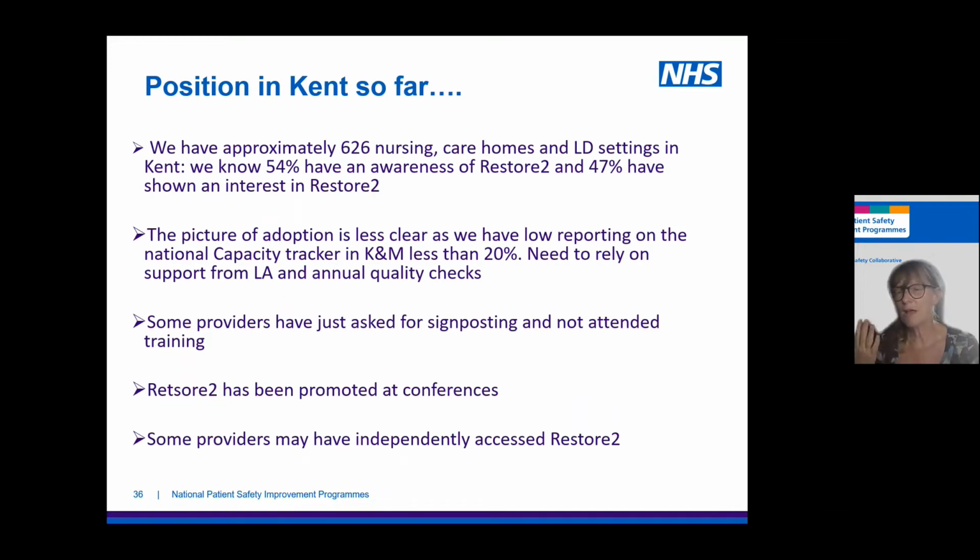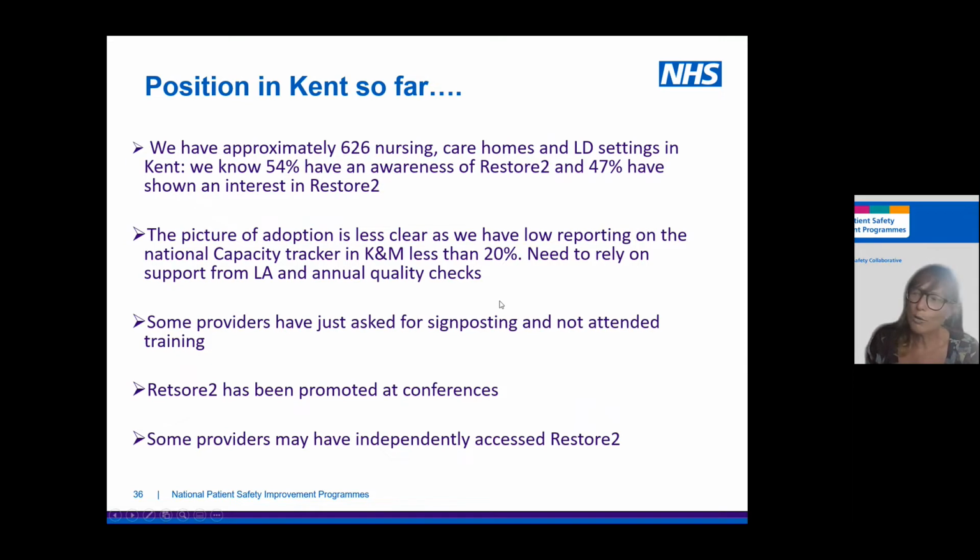So I said I'd briefly update as well about the position in Kent so far. We've got somewhere around 620 care home settings across Kent and Medway. We know around 54% of those care homes have an awareness of Restore2, and 47% have shown an interest in Restore2. And within that, some of them are fully embedded, like we saw with Littlebourne, that have been using it for some time. The picture of adoption, though, is quite unclear. We have low reporting on the National Capacity Tracker in Kent and Medway, around less than 20%.